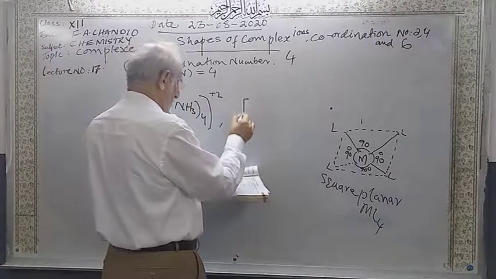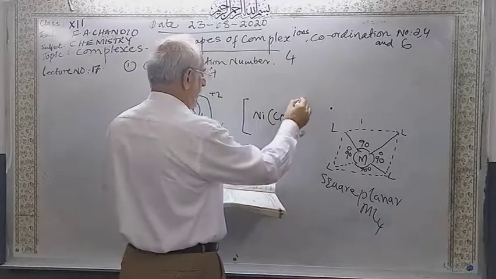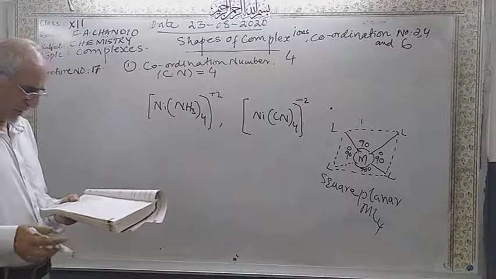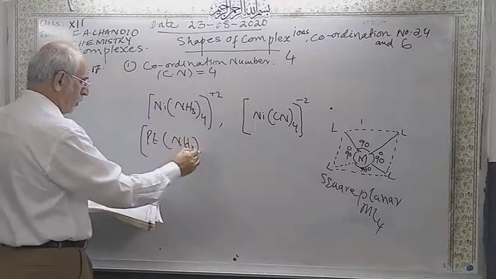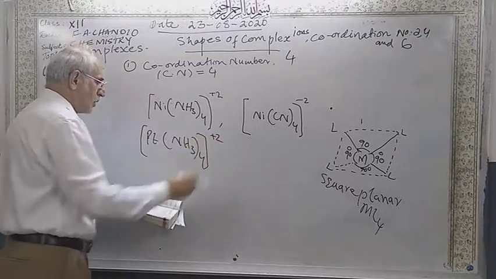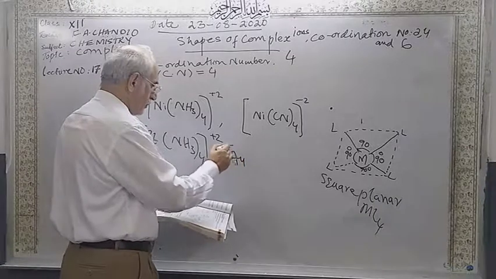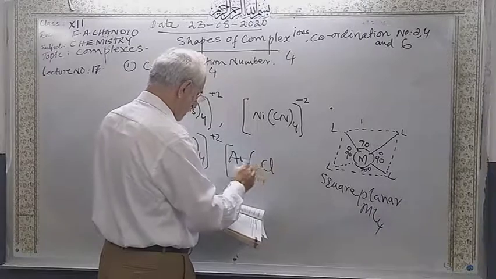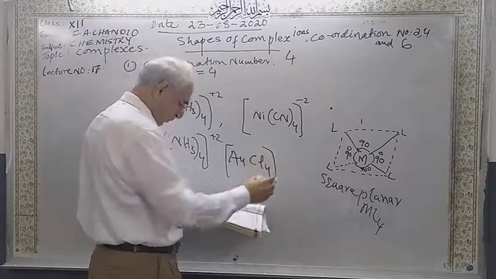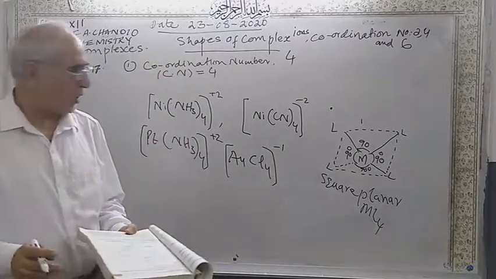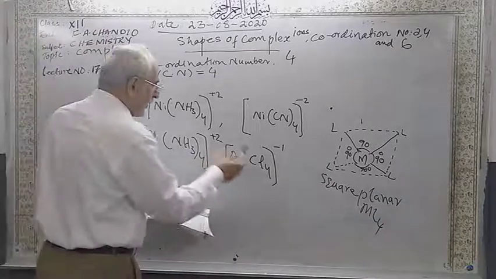And cyanide, -2: tetracyanonickelate 2. Platinum, amine: tetraamine platinum 2. Gold. Simple radical again. Tetrachloro aurate. Gold is aurum, so aurate because this is a negative ligand.